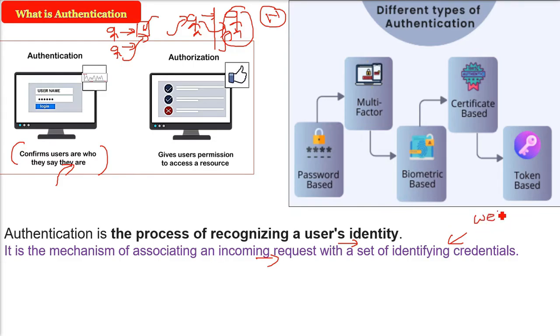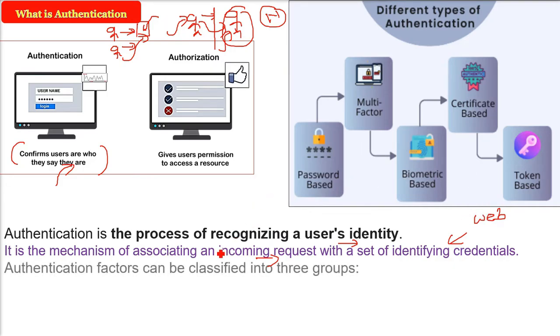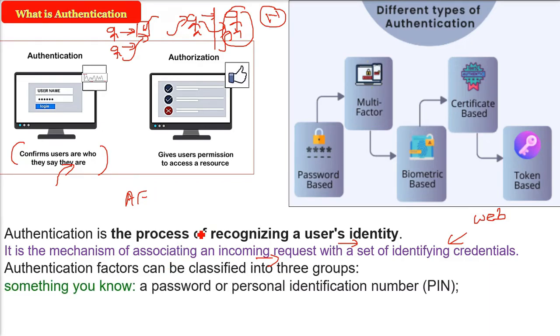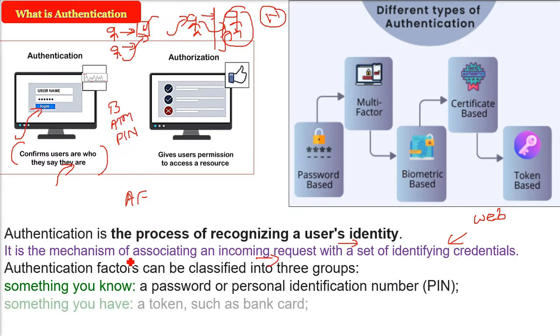Okay, whenever the normal public meet, you are able to identify them. What about on the internet, on the web, on internet networks? So authentication factors can be classified into three groups. Something you know, that is a password or a personal identification number, PIN. For example, whenever you go to Gmail, you need to enter a username and password. In banking, whenever you want to go, you have to enter a PIN.